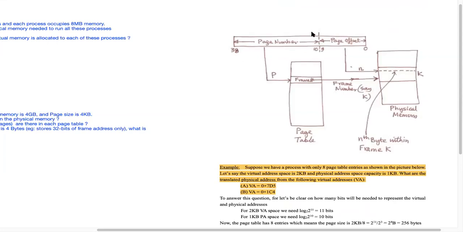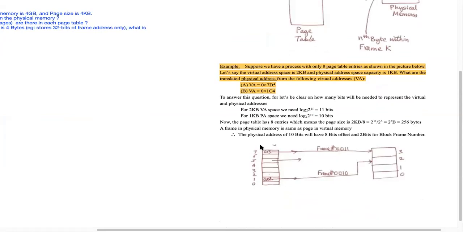So if you see this example here, this sequence is now 11 bits. And from these 11 bits, you have to identify how many bits are needed to access the page table. So from those 11 bits of virtual address, how many bits are needed to go to the page table?